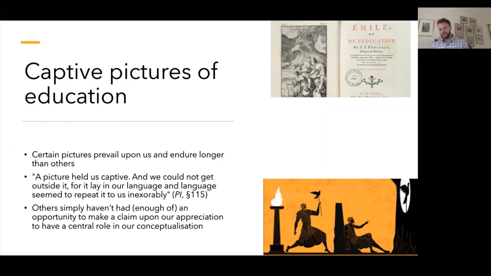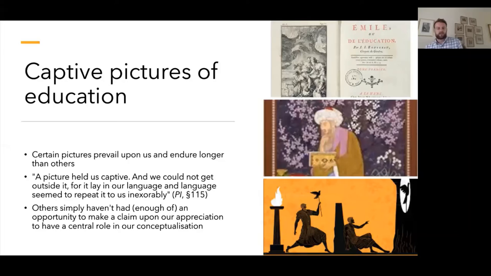But when thought about simply as pictures, they can be challenged by all sorts of other ones, because after all, Wittgenstein reminds us that pictures can hold us captive. We can be so fascinated by them that we don't see things otherwise. We cannot get outside of them because they lie in our language, and language repeats them to us inexorably. It's interesting to think that there might be other pictures such as this that could also perform the same function. They simply don't have the same representation within our language.